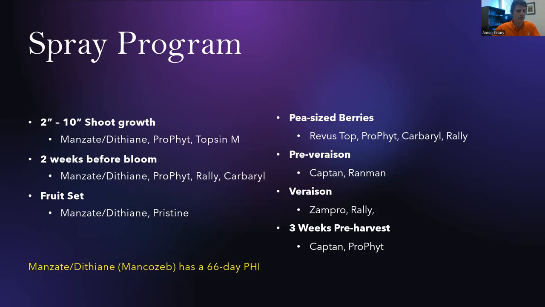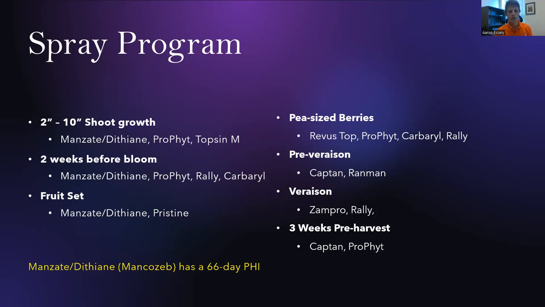So early in the growing season, I would hit it with Dithane, or Prophyte, or Thompson M, Ranman, Carbaryl. Carbaryl's an insecticide, I'll get to that later. But then still at fruit set, you can alternate Pristine.